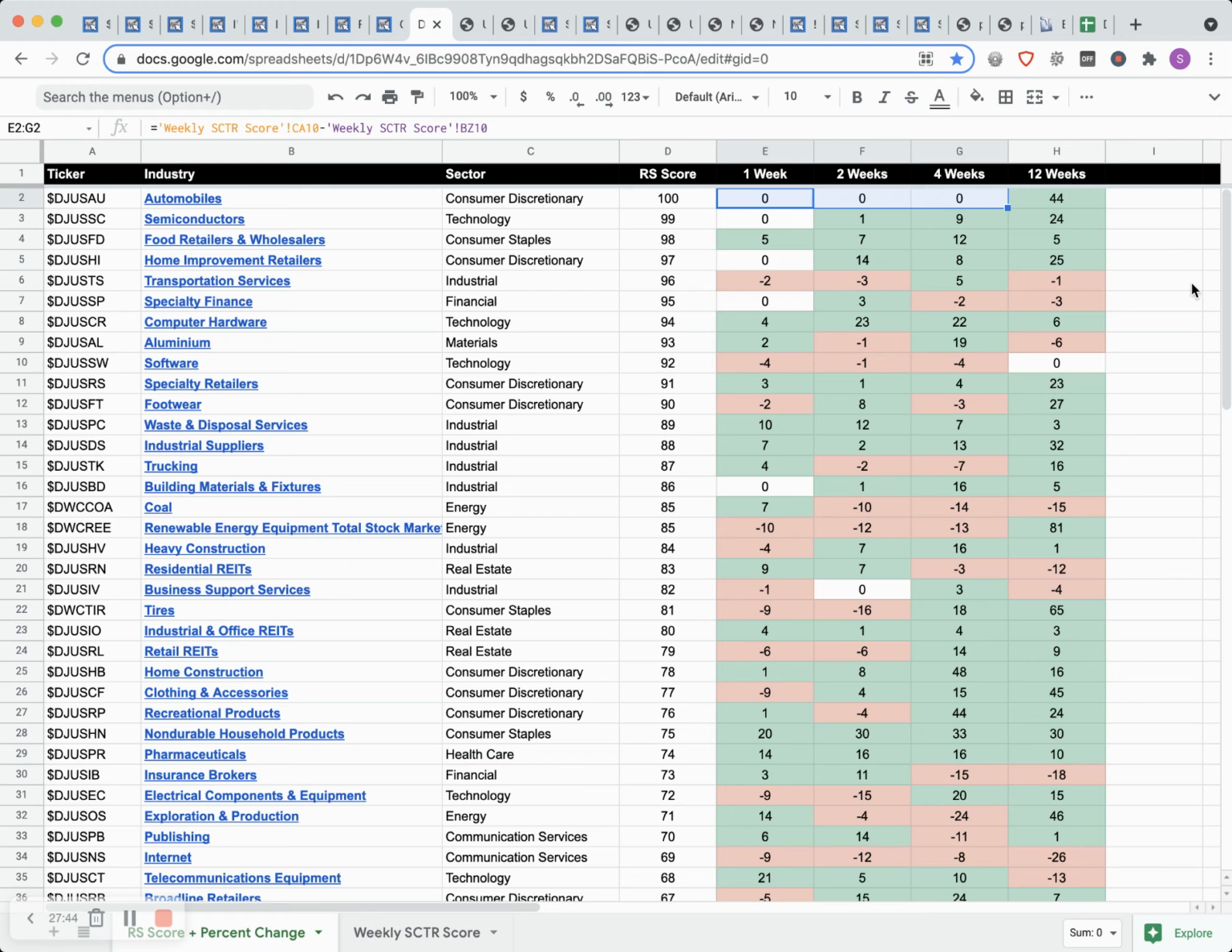And so how I use this information generally is we're looking for groups starting to move up from the lower area. So earlier in the year, automobiles was actually one of the weakest groups, as was renewable energy equipment, which you can see has moved up 81 places in the last 12 weeks. It was actually the weakest group for a little while earlier in the year.